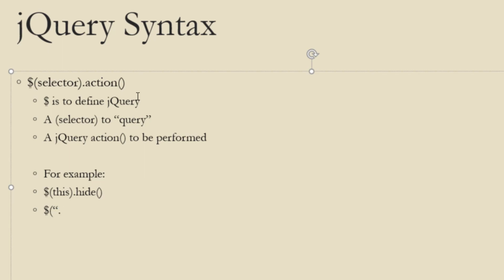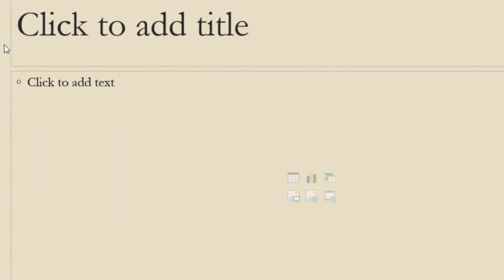Or I can say that I want to hide a class called menu. That's the name of a class in the CSS, and I want to hide that class. Similarly, I can hide an ID or I can hide by tag. This is just to show you an example of how jQuery can typically work.